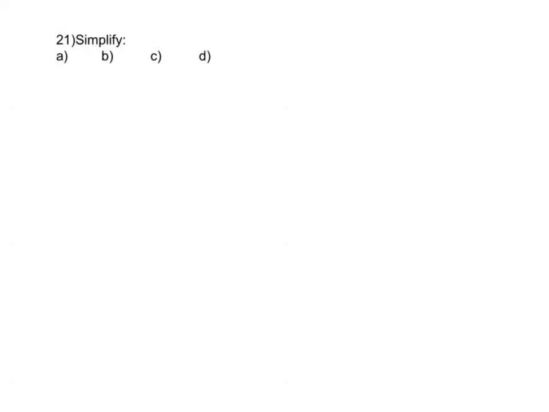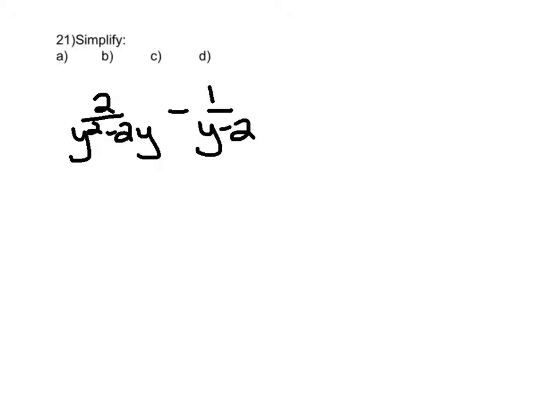Okay, today we're going to work on problems 21 through 30. For number 21, it says that we need to simplify our problem: 2 over y squared minus 2y, minus 1 over y minus 2. The first thing that you're going to need to do here is simplify your denominator. So let's go ahead and take a look at this one.